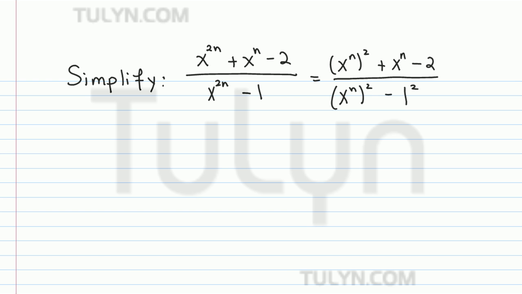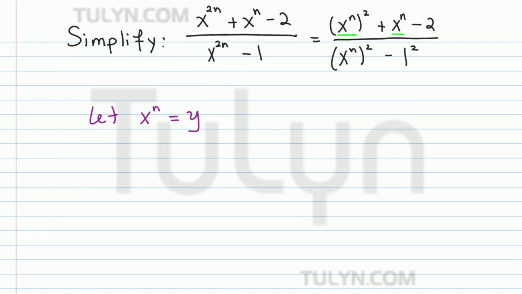So now notice that this looks like a trinomial where the variable, instead of just x, is actually x^n. So let's try to do a substitution. Let x^n be y. So we're just substituting x^n for y, basically just replacing.